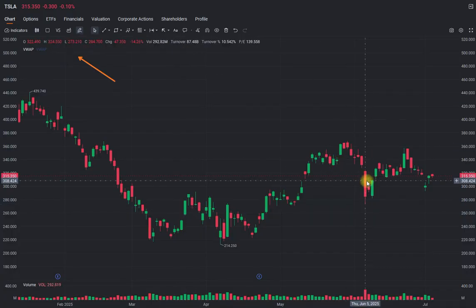And trust me when I tell you that 87 billion in Tesla on that particular day was more money than was basically turned over in the whole UK market combined in that particular day. So the whole UK market versus one stock in the US equity markets, and Tesla traded more money than the whole UK equity market combined.